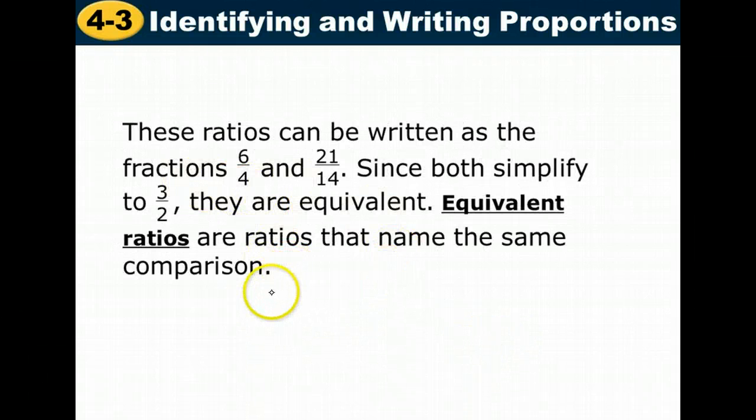Here we can write these ratios in different ways. We can write them as fractions, which will be 6 to 4 or 21 to 14, and since both of them we can reduce to 3 to 2, those are called equivalent ratios. So equivalent ratios are ratios that name the same comparison. That means they're equal to one another. Alright, let me show you guys what I'm talking about.